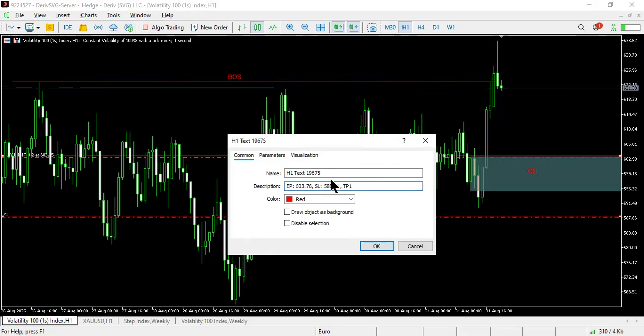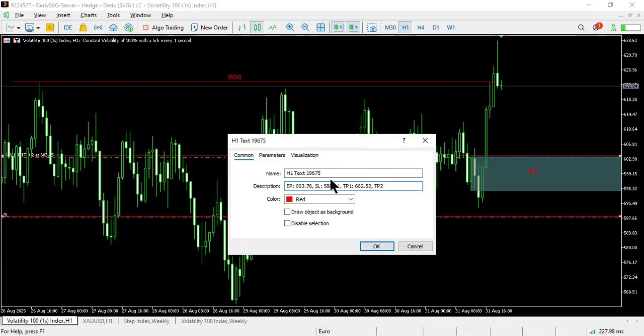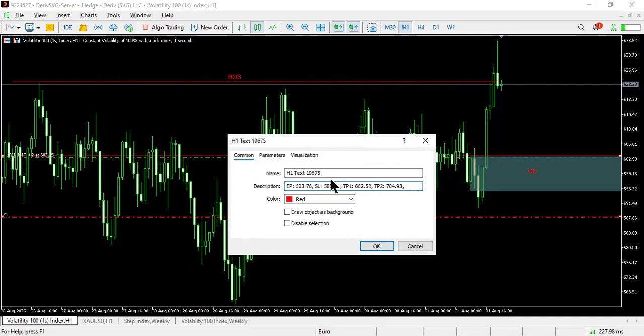And then our take profit one is at 662.52. And then our second take profit is at 704.93. And then our third take profit is at 733.42. And then always apply proper risk management.